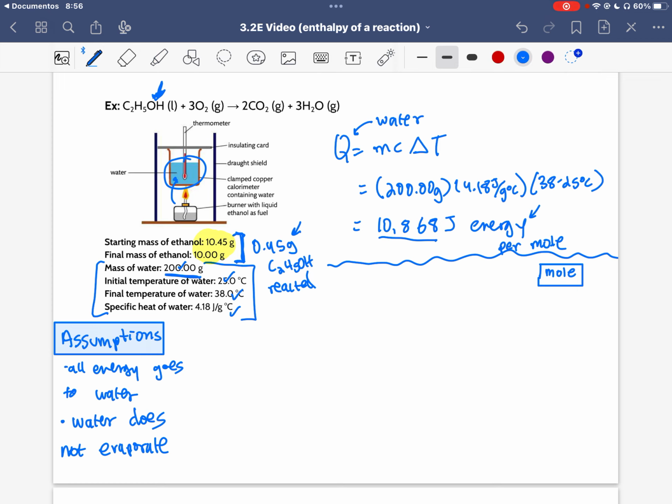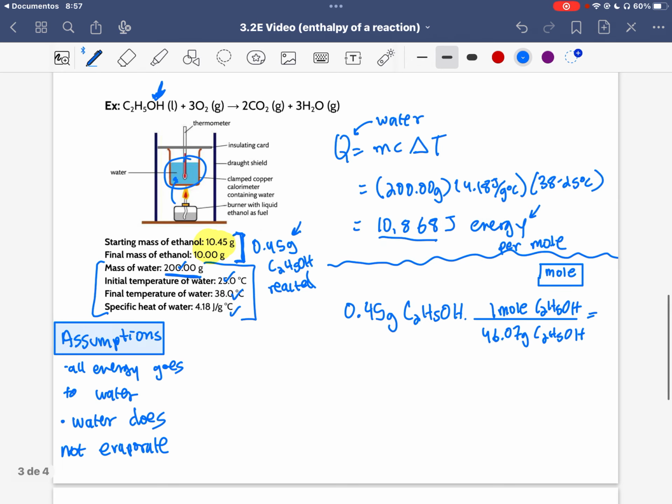All right, so I know that 0.45 grams of ethanol reacted. Well, I can figure out how many moles of ethanol that is. The molar mass of ethanol is 46.07 grams. That's something you should be able to calculate. If you're not sure of that, go back to Unit 2.